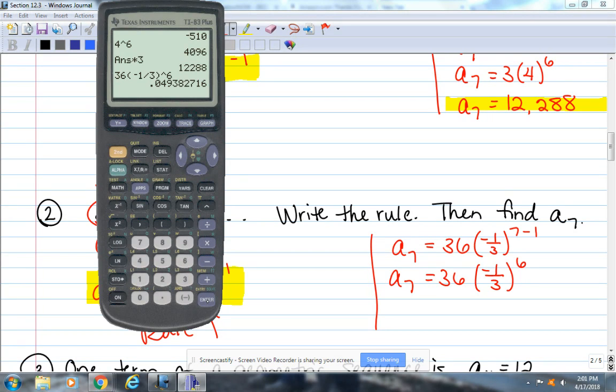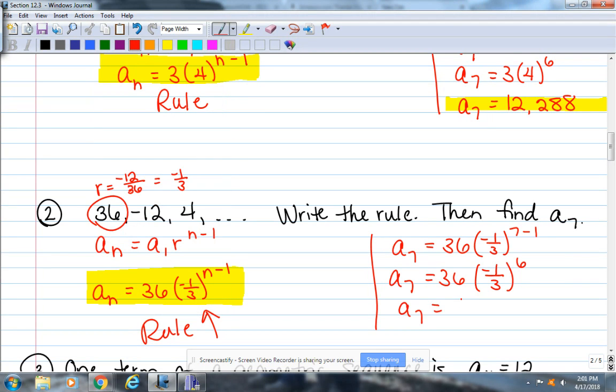Math, enter. So you're going to hit the math button, which is under the alpha button, the colored button, and hit enter. And it reduces that fraction. It's not too bad. So the 7th term is 4 over 81. Well, let's talk about why that's a fraction.